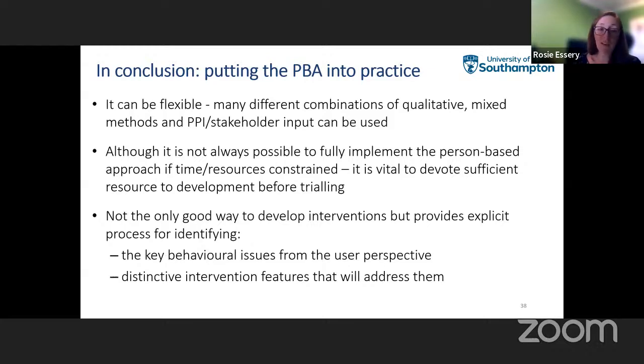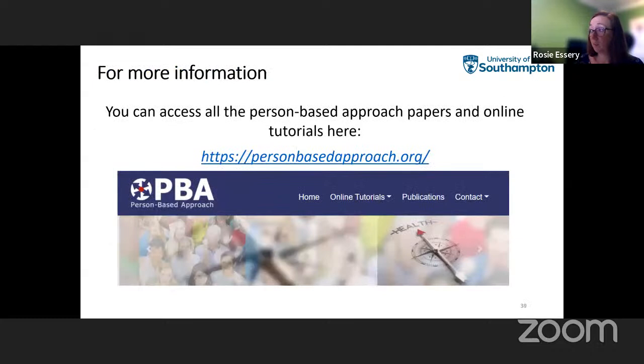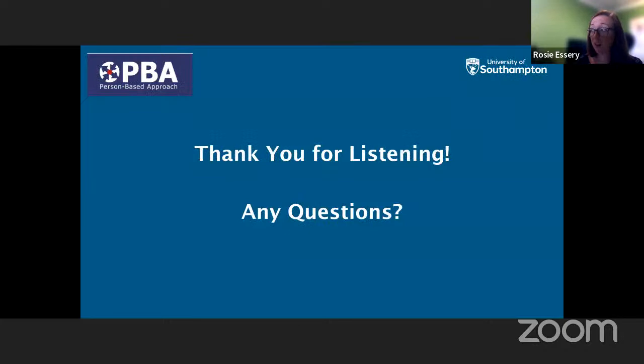And we're, of course, not saying that it's the only good way to develop digital behaviour change interventions, but we feel its strengths lie in the fact that it can be applied alongside more theoretical aspects of intervention planning. And importantly, it provides an explicit process for identifying behavioural issues to be addressed from the perspective of the target user. And it works very closely with those users to identify the best ways of addressing them. So there's some more information here on the PBA website, and I will share my slides afterwards. And if we have any time left for questions, I'm happy to answer any.